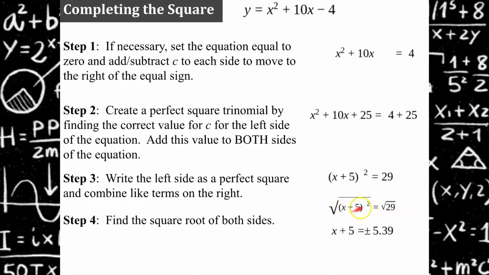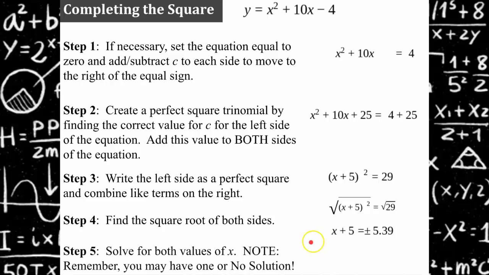So the square root of a perfect square trinomial is itself, x plus 5. When we do this, general rule of thumb, you use your calculator, find the square root of 29, and you round to the nearest hundredth. Remember, square roots have 2. They have a positive and a negative square root. So I have positive and negative 5.39. Final step, I'm going to solve. So I'm going to subtract 5 from both sides, resulting in the 2 roots to this equation, the 2 solutions being negative 10.39 and positive 0.39.